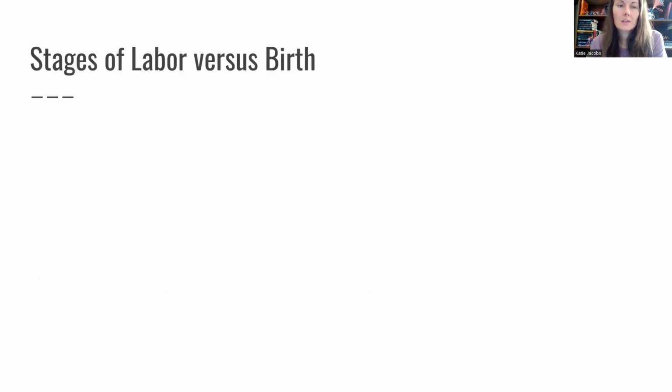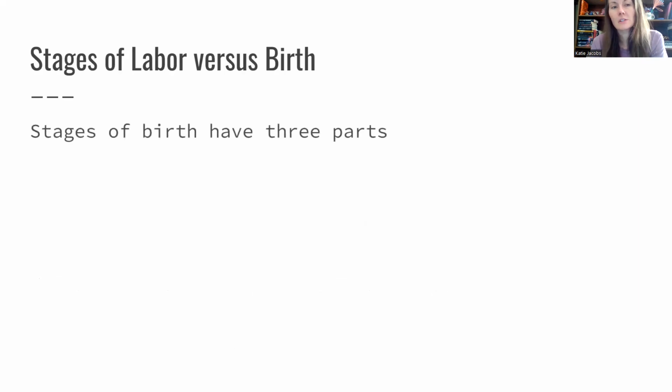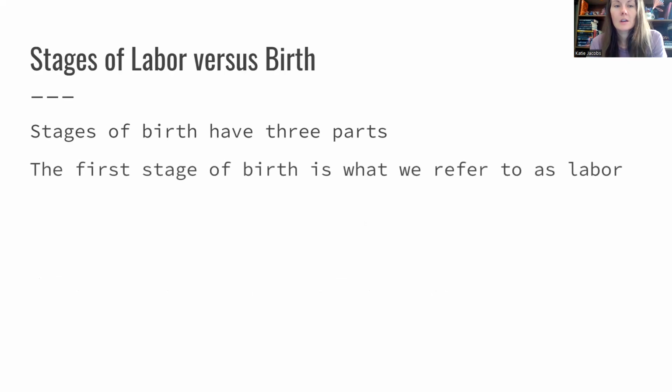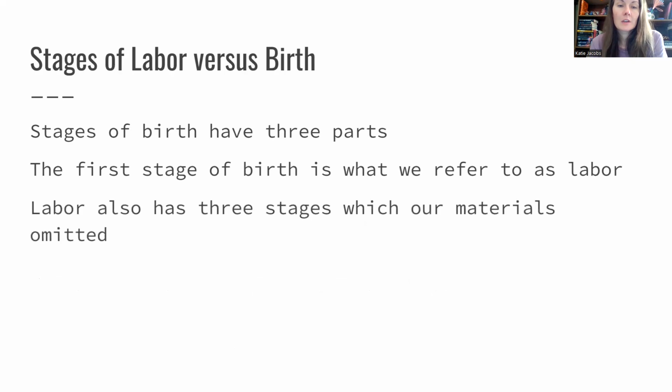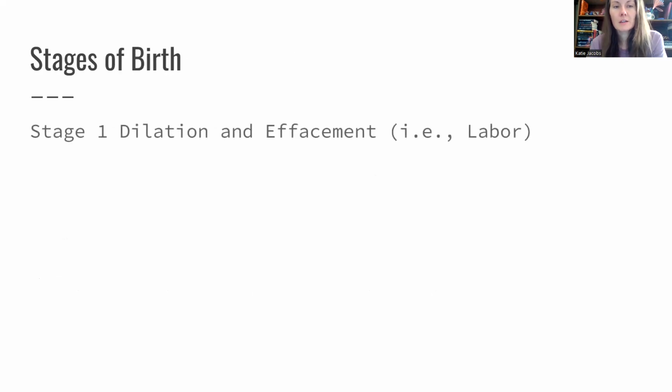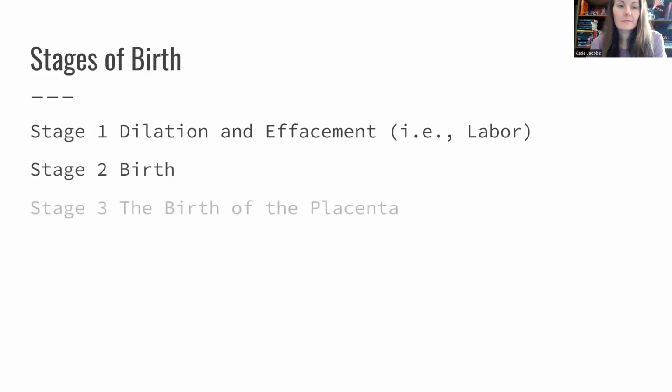And so now we're going to talk about labor and birth. There are stages of labor, and there are stages of birth as well. The stages of birth have 3 parts. The first stage of birth is what we refer to as labor, which we'll talk about. Labor also has 3 stages, which are materials for this week omitted. So we'll talk about that too. So stages of birth. Stage 1 is called dilation and effacement. So that's going to be labor. Stage 2 is birth. And stage 3 is birth of the placenta.